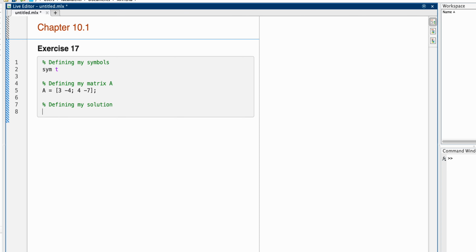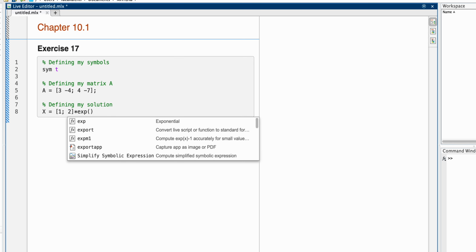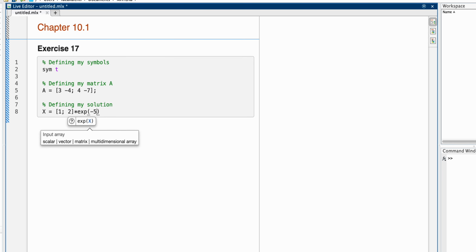Then I'm going to define the solution that they gave us. What was the solution? Well, they told us to verify that the solution works. And the solution, they called it x, is also a vector. Now I'm going to multiply that exponent by each term, or I don't even have to do it. I can just say 1 and 2. I put a semicolon after 1 because that was the only entry in the first row, and 2 is the only entry in the second row. And then I'm going to multiply that whole vector by the exponent of -5 times t. Now, exp parenthesis means e to the. And again, I'm going to put a semicolon because I don't want it to output.